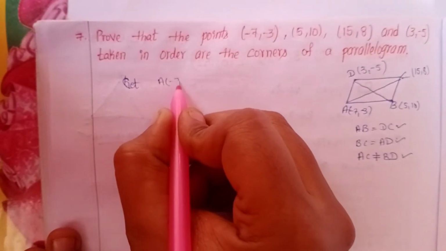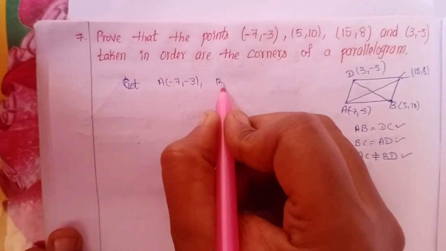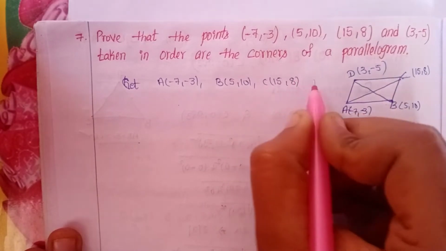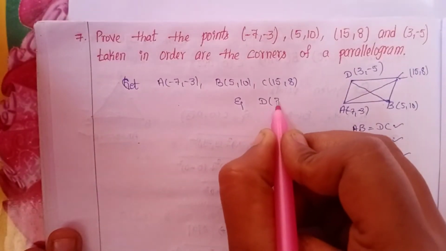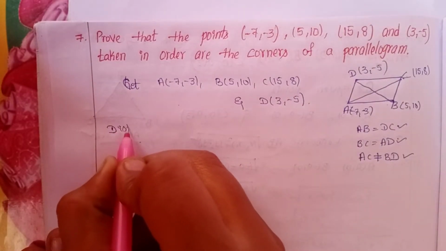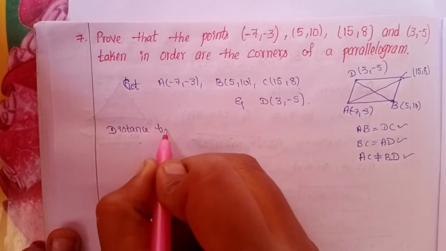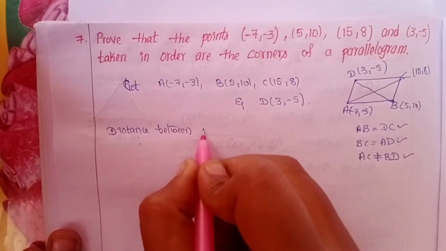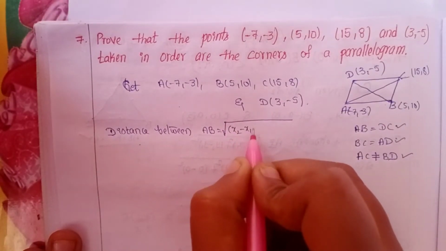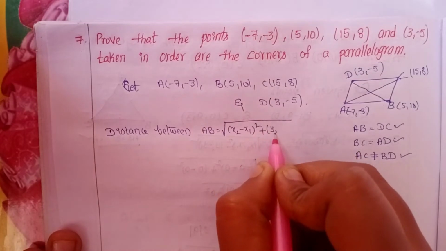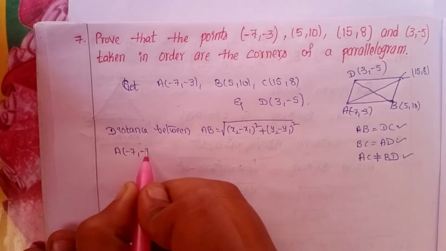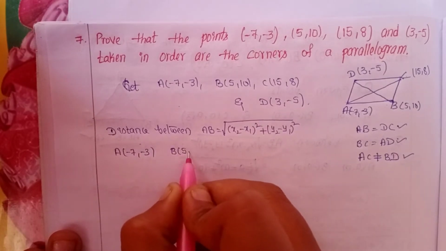Let A be (-7, -3), B (5, 10), C (15, 8) and D (3, -5). The distance between A and B is the square root of (x2 - x1)² plus (y2 - y1)². A is (-7, -3) and B is (5, 10).